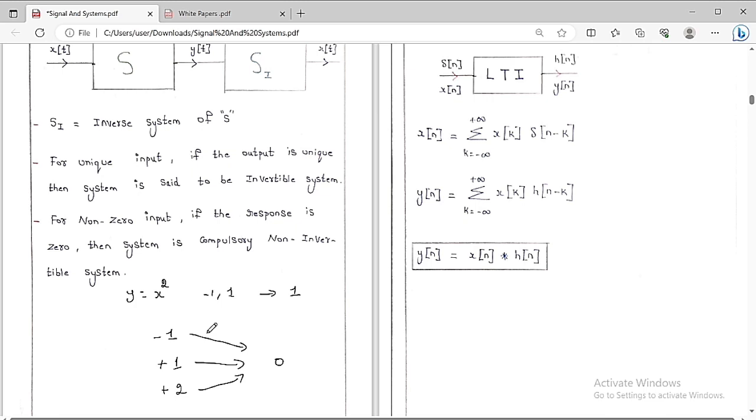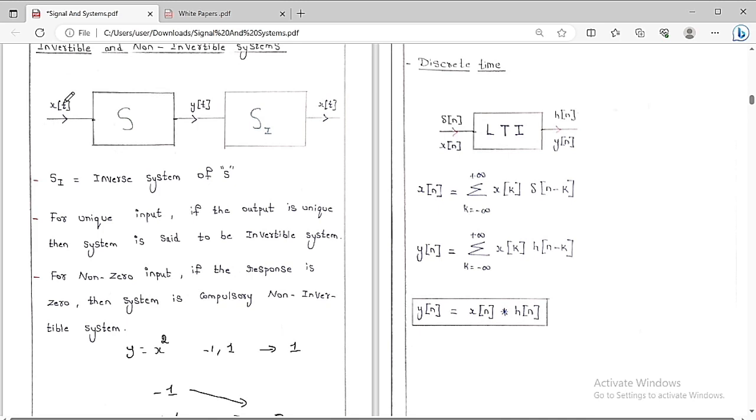So for every unique input, if you get a unique output, or for every unique output there is a unique input, then only. For every unique input you get a unique output, and for every unique output you should get a unique input. Then only can we get the same input back here. Then only can we say it is an invertible system.